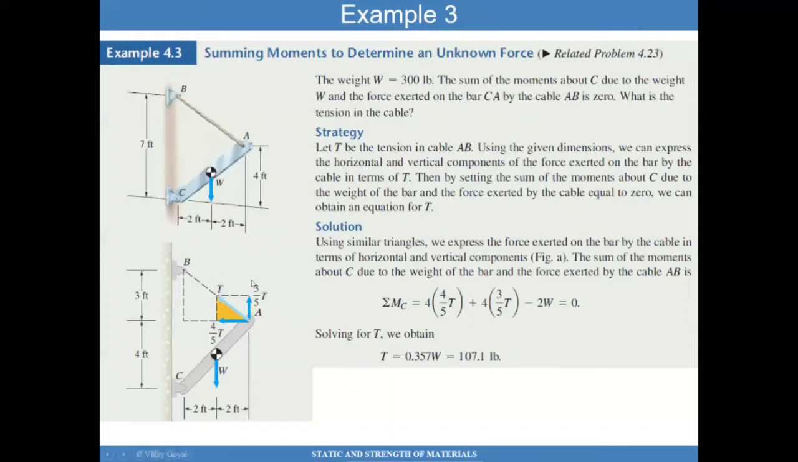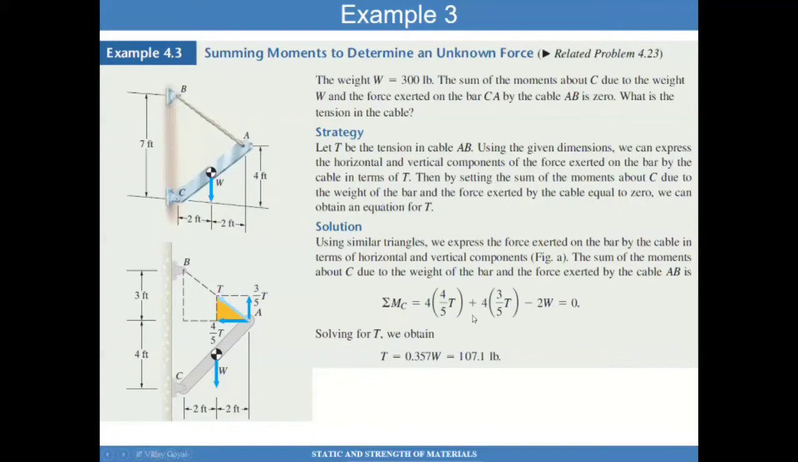And then I have the 3/5 times tension load of this cable in the y direction times the distance from this point to C, and that distance is actually 4 feet. So all I have to do is multiply that to get the moment about C. And then finally I have the weight W, which is at a distance of 2 feet. That's minus twice W. I can add all that up and that's equal to 0.